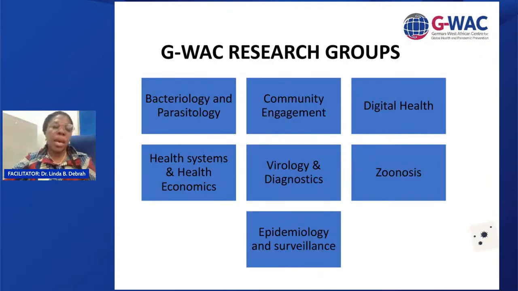So in G-WAC, we have research groups. And these research groups span over veterinary, through medicine, through public health, to social science. And this is because even as we are having this workshop and we're looking at the One Health approach, this is highly represented in the context of G-WAC. So we have 7 research groups.